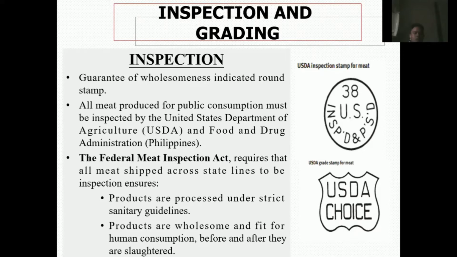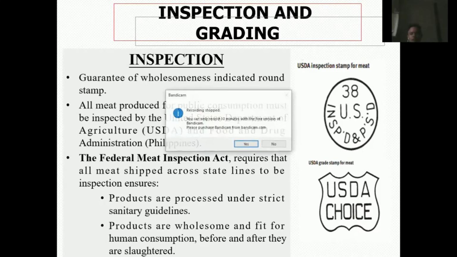So the inspection of meat should be mandatory, and it is graded according to standards that include the amount of meat on the animal, the amount of marbling, the age of the animal, and the texture and appearance of the meat.